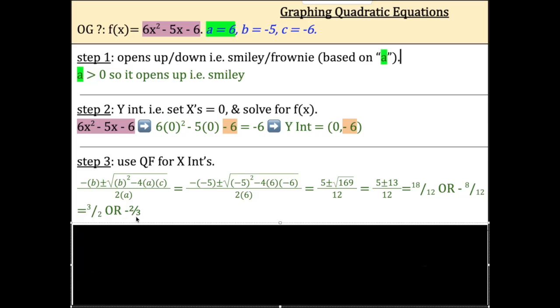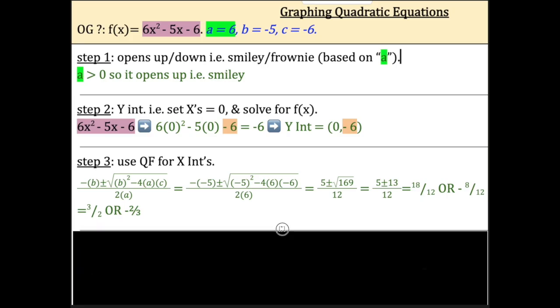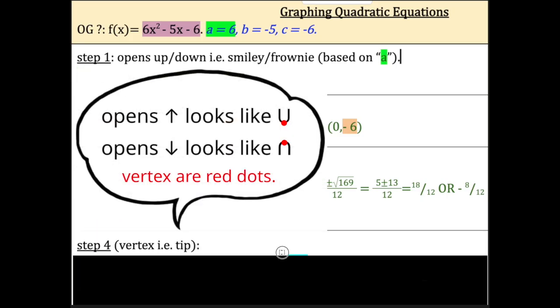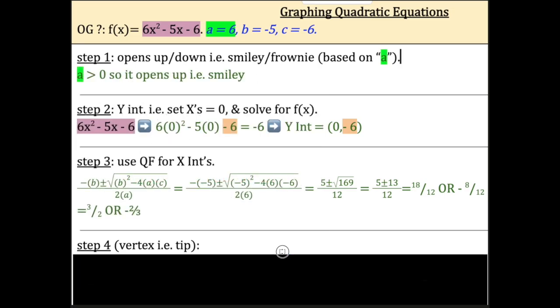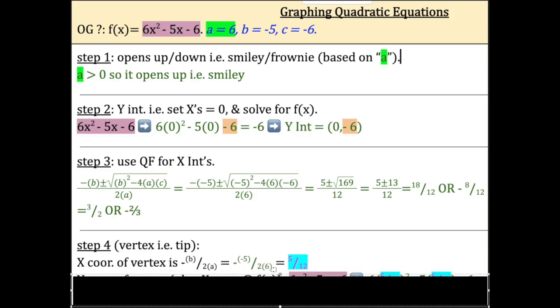So if you have a smiley, the tip is right here. Frowny, tip is there. Okay? So the tip is called the vertex, like I said. Okay? Your tip is called the vertex. All right? Now, the x-coordinate of the vertex is really the only new part. The x-coordinate is always going to be -b over 2a, like this.